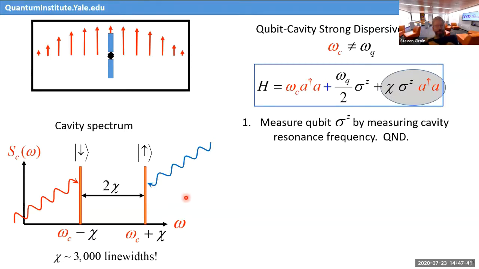ordinary nonlinear optics. So by measuring the cavity frequency by bouncing microwaves off it, you can determine whether the qubit is in the ground state or the excited state, and I do a quantum non-demolition measurement of the state of the qubit. It's QND because this commutes with sigma z.